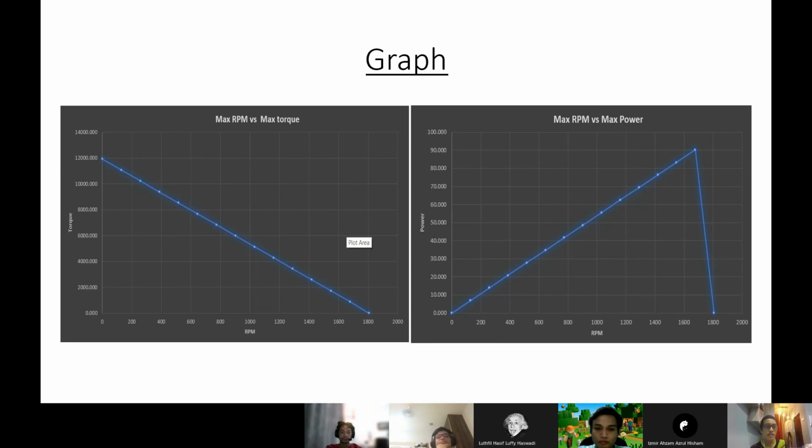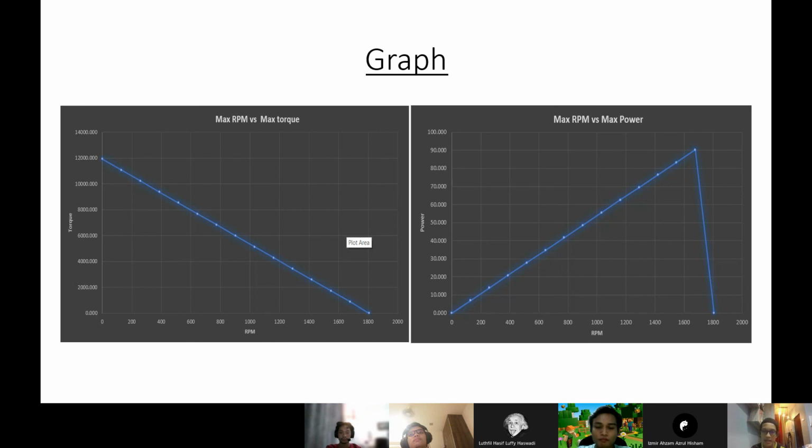On the left side is our max RPM versus our max torque. You can see that as the torque goes down, the speed in RPM increases. So we can say that if we increase the speed in RPM, the torque decreases. On the right side of our graph is RPM versus power. As the speed in RPM increases, the power also increases.